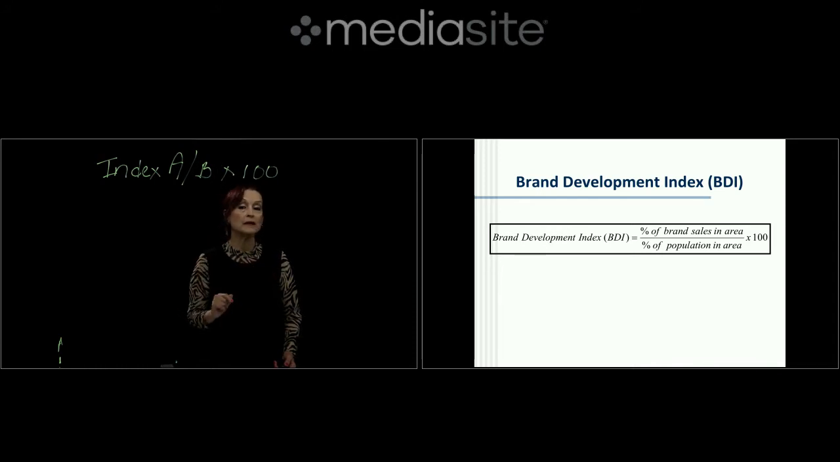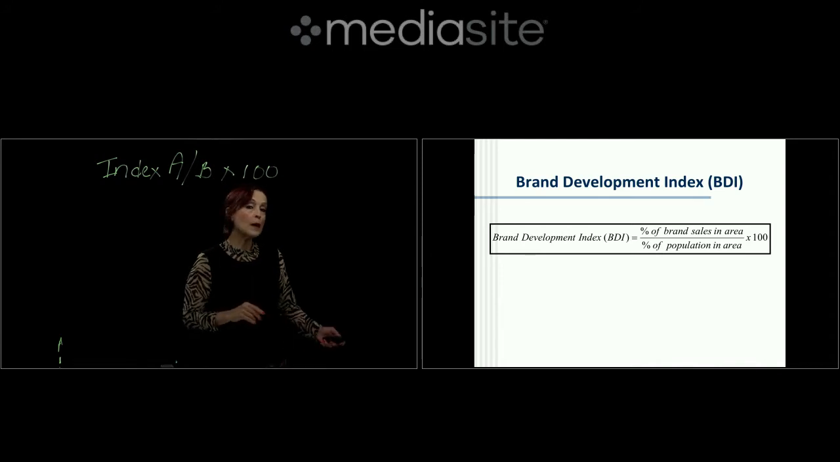The category development index is how well the category of that particular brand or sales are, let's say, soft drinks, how they're developed within a specific region. So the basic formula is percentage of category sales in the area divided by the percentage of the population in the area multiplied times 100.